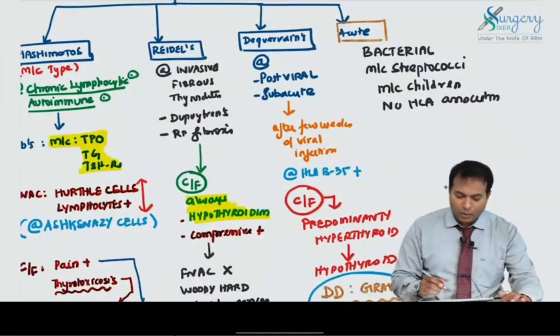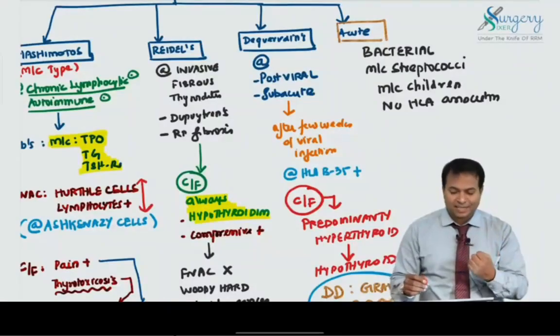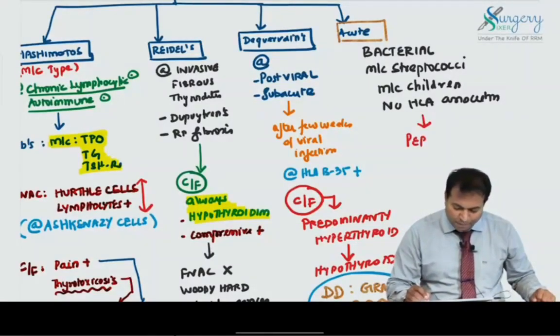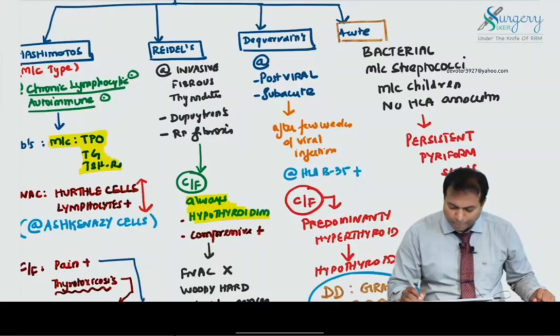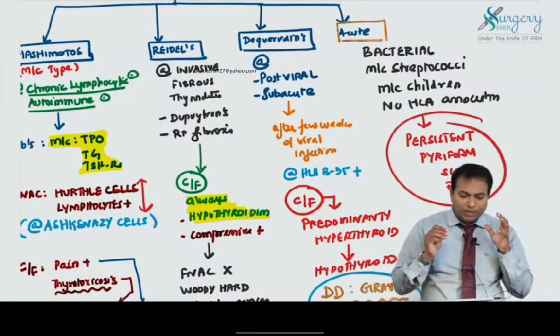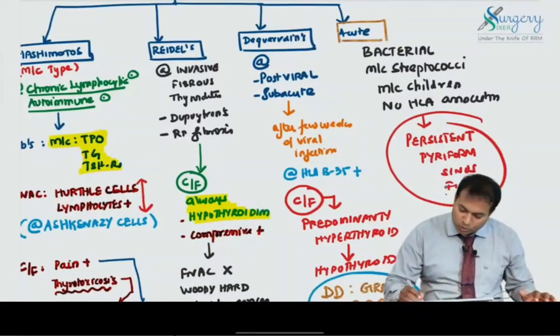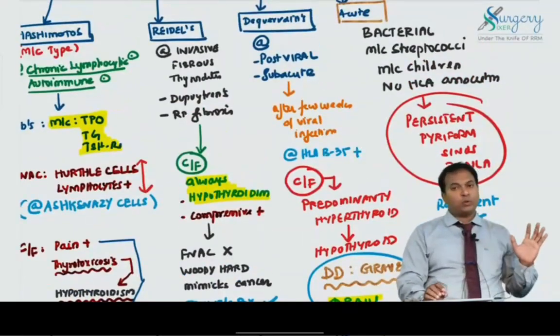One interesting line from Bailey and Love I want to tell you here. If a patient is coming to you with acute thyroiditis, you should rule out one important pathology known as persistent pyriform sinus fistula. Persistent pyriform sinus fistula is one of the important causes of recurrent acute thyroiditis, recurrent acute bacterial thyroiditis. Please don't forget this point.